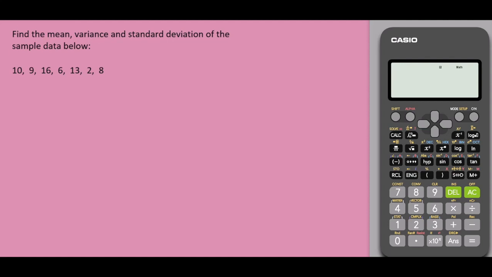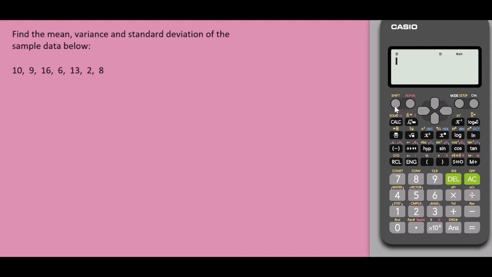To calculate the mean, variance, and standard deviation using the Casio fx-570 or 991 ES Plus, start with Shift, Set Up, okay, go down and select 4 for statistics. For raw data, we would switch off the frequency. So I am selecting 2 to switch off the frequency.